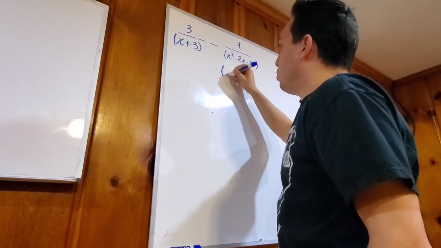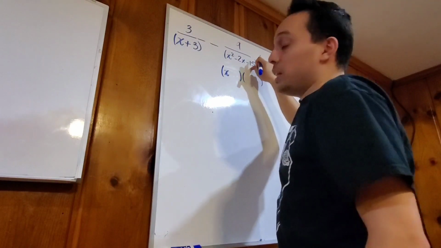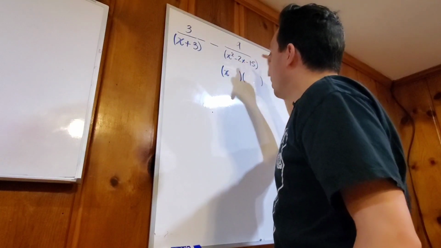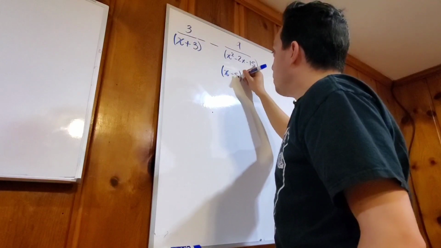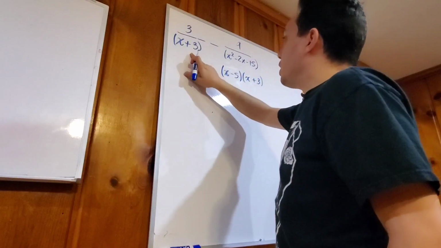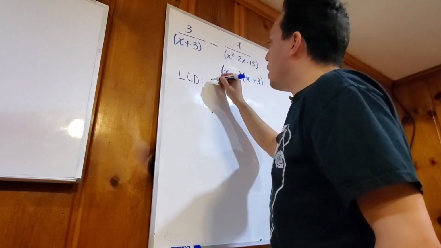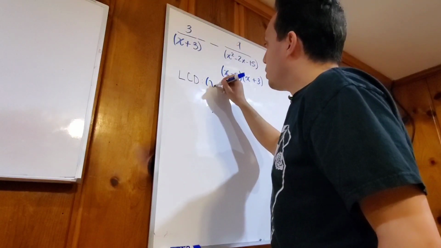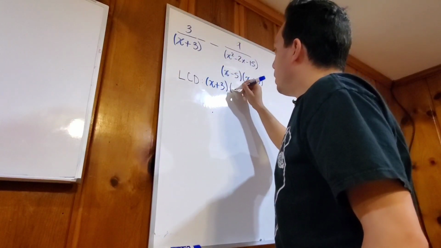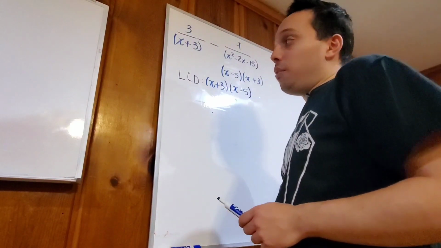I told you that you have to become really good at factoring. 15 is going to be 3 and 5, and because it's negative, it's going to be minus 5 plus 3, giving negative 2. So it's going to be x minus 5, x plus 3. And this other one is x plus 3. So my least common denominator for my first example is going to be x plus 3, because it's common in both, times x minus 5. That is how you find the least common denominator in the first.